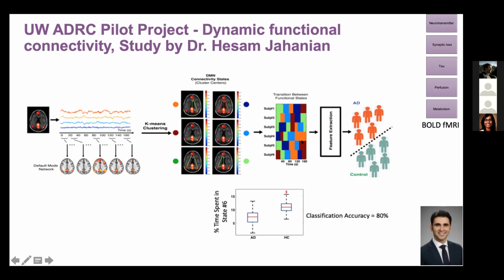And then he asked the question, does this temporal pattern of how the brain regions are talking to each other help us separate people who may have Alzheimer's pathology from those who do not? And with this approach, he got 80% accuracy to classify Alzheimer's subjects from non-Alzheimer's.